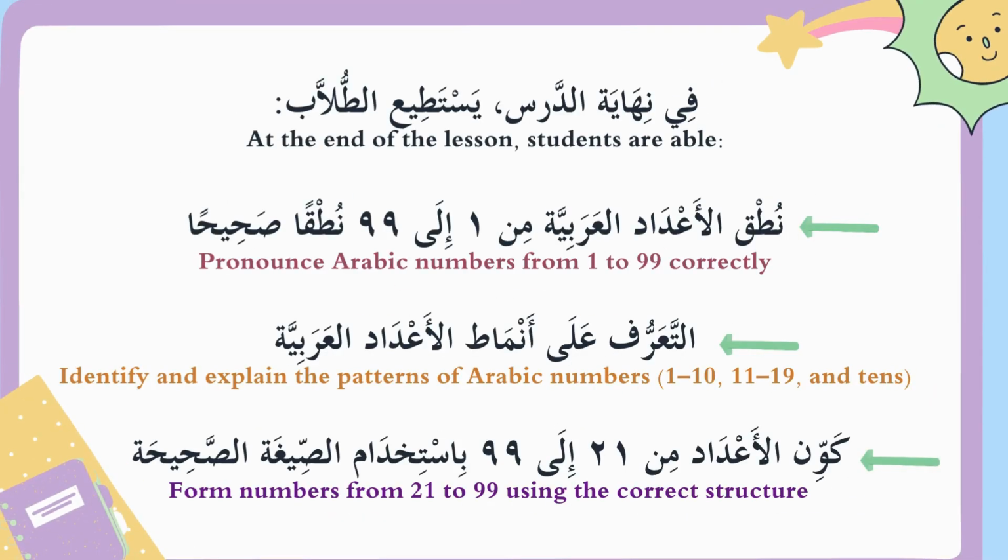Here's what students will achieve in this lesson. By the end of the lesson, students are able to pronounce Arabic numbers from 1 to 99 correctly. Then, students will be able to identify and explain the patterns of Arabic numbers. And lastly, students are capable to form numbers from 21 to 99 using the correct structure.